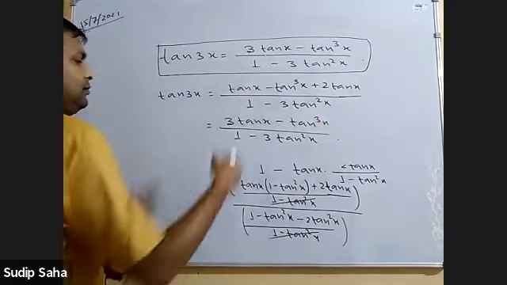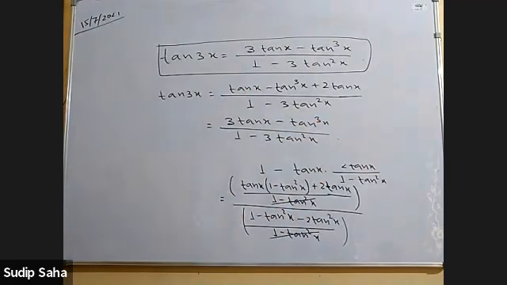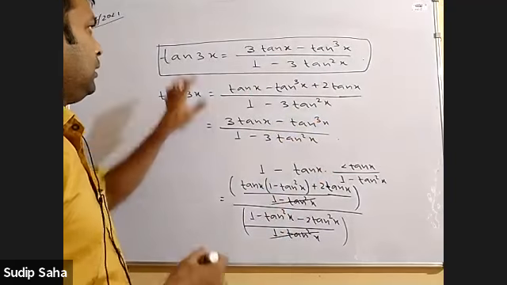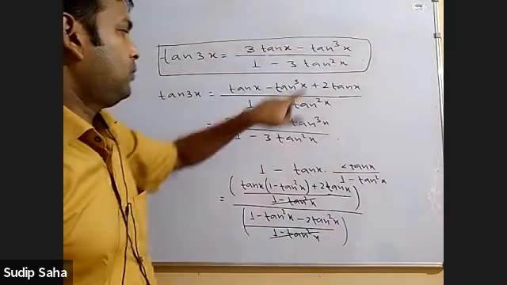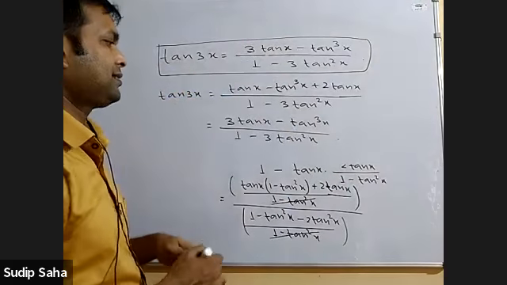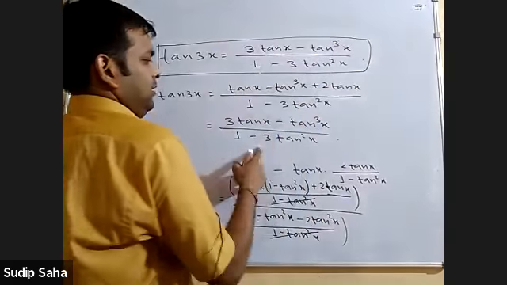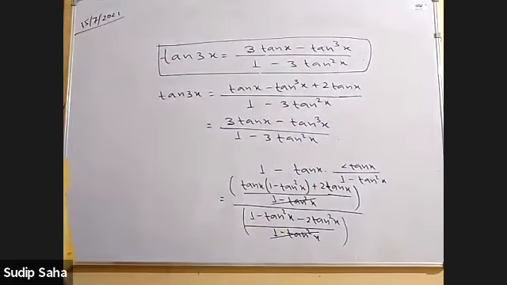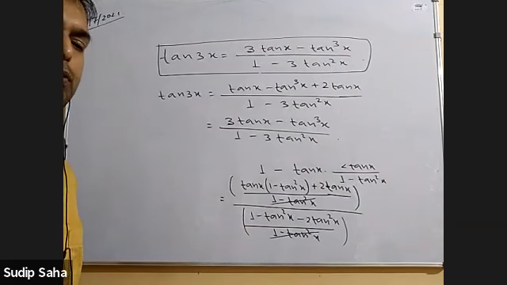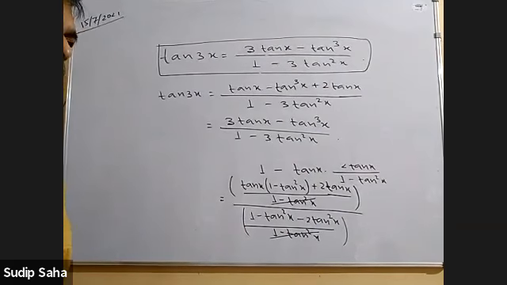Did I get the main one? So 3 tan x minus tan cube x divided by 1 minus 3 tan square x. Hope you understand. Yes, sir. All of you? Very good.